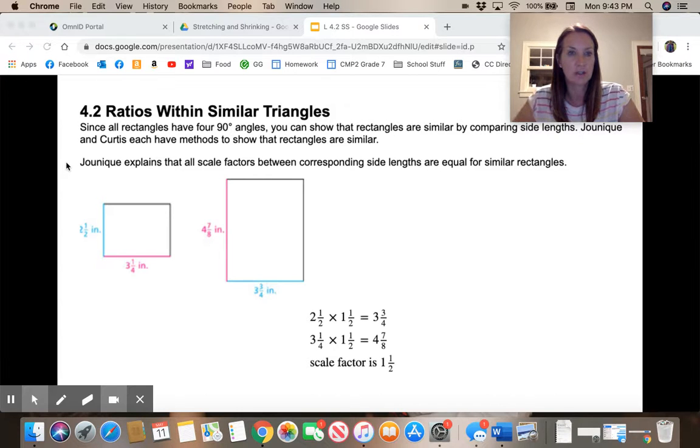Unique and Curtis each have methods that show rectangles are similar. Unique says that all scale factors between corresponding side lengths are equal for the similar rectangles. So she goes 2.5 times 1.5 would be 3 3/4. So notice they have the color blue. They're checking short side to short side, long side to long side. Both of them, if you multiply the small by the big by 1.25 or 1.5, you would get the corresponding side in the other shape.